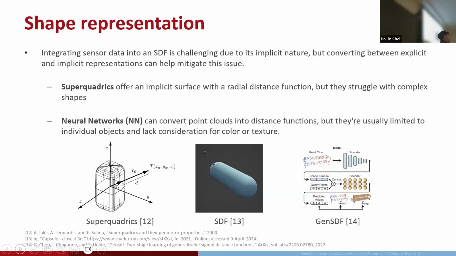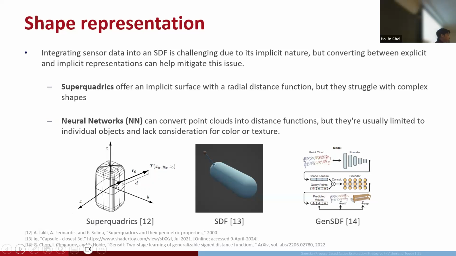Another way of doing this conversion between explicit and implicit representation is using neural networks. For example, in GenSDF, they train a neural network model that takes a point cloud as input and outputs a distance function of it. And it has been successful in doing so. But they're usually limited to a single object, or in order to incorporate other modalities like color, you need another neural network to do the incorporation of multimodality.